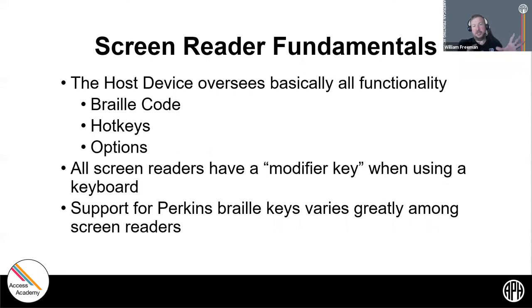All right, so screen reader fundamentals. The big thing here is the host device oversees basically all functionality. That's the Braille code, the hotkeys, the options. Since the host device oversees all this functionality, you're going to get different behavior from the same display when using a different screen reader. So if you go from NVDA to JAWS, say, so you're still using Windows, you're going to have different hotkeys. You're going to have different support for Braille tables. You're going to have different options available to you. Going from one screen reader to another really is about as dramatic as going from one operating system to another. So going from your phone to Windows, for example.